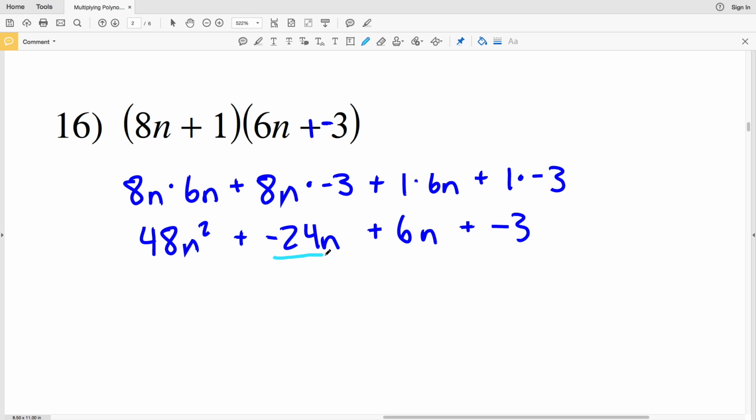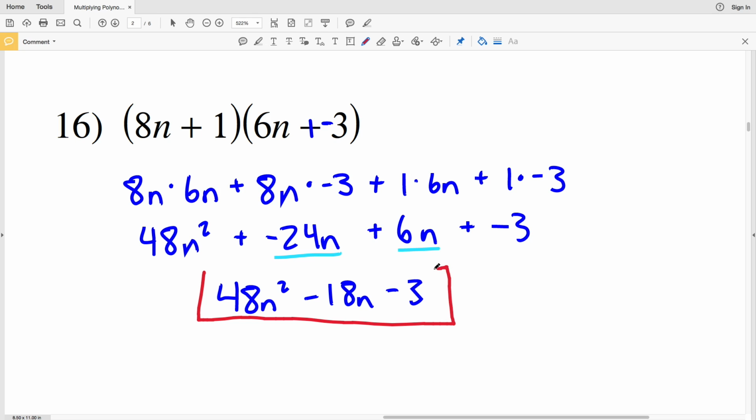Combining like terms, we can combine negative 24n and a positive 6n to get a negative 18n. So in my final solution, I'm going to have 48n squared minus 18n, since adding a negative is the same as subtracting the positive, and then I'm going to subtract 3. 48n squared minus 18n minus 3 is the solution in number 16.